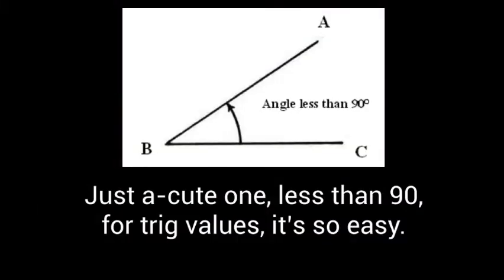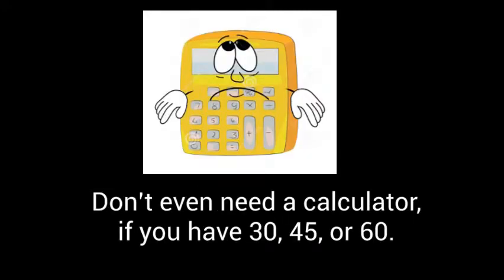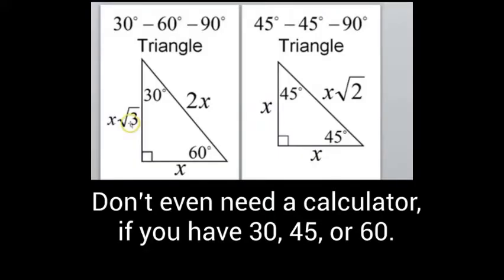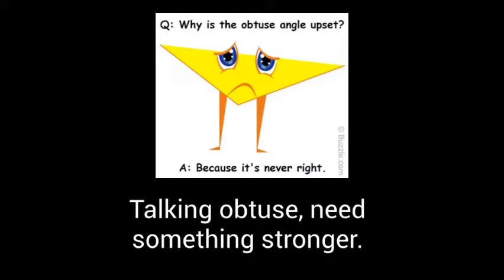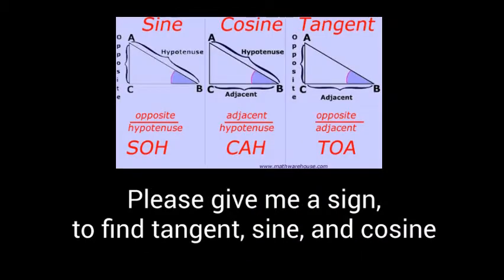Just a cute one. Less than 90 for trig values is so easy, you don't even need a calculator, if you have 30, 45, or 60. How about values that are larger? Talking obtuse, need something stronger. Please give me a sign to find tangent, sine, and cosine.